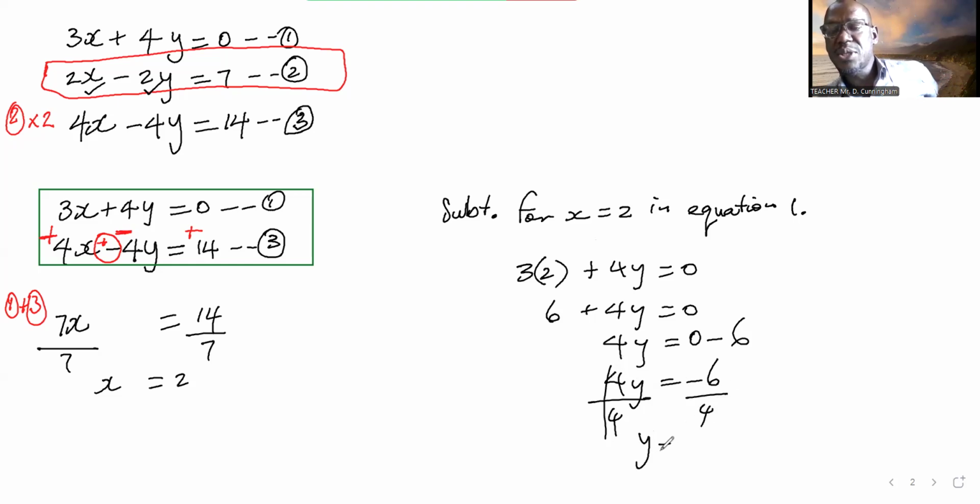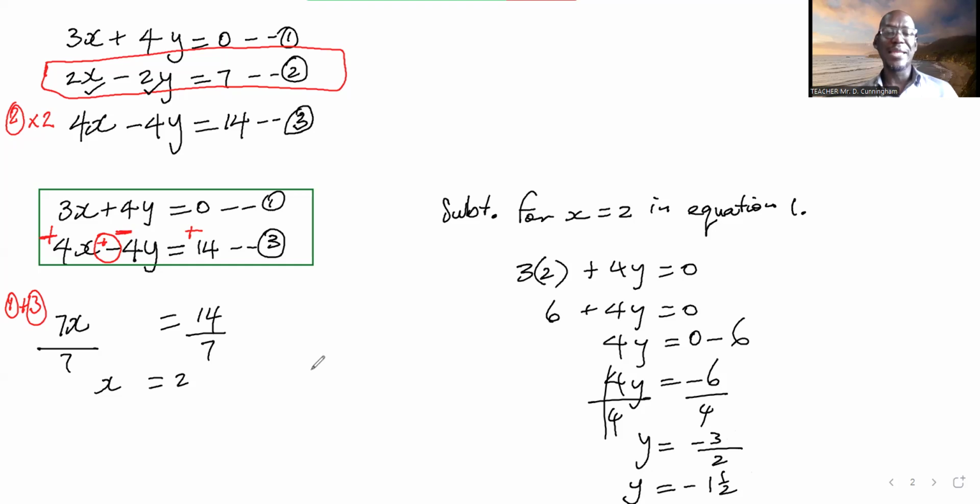So y is equal to negative 6 over 4, which is negative 1.5. Or you could just leave it as negative 3 over 2. So when x is 2, y is negative 3 over 2.